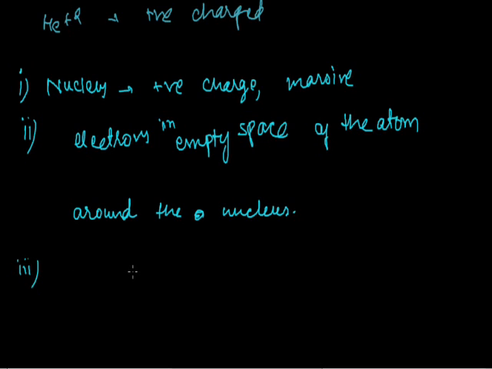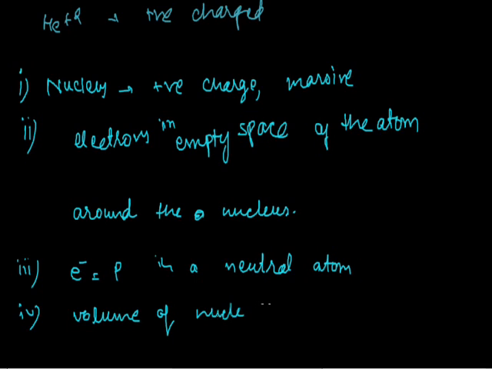Third one is that the total number of electrons in the orbital is equal to the total number of protons in the nucleus. The total number of electrons is equal to the total number of protons in a neutral atom. Fourth observation is that the volume of the nucleus is very small as compared to the volume of the atom.